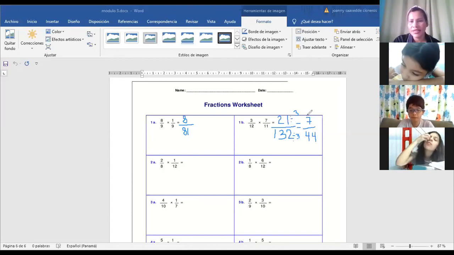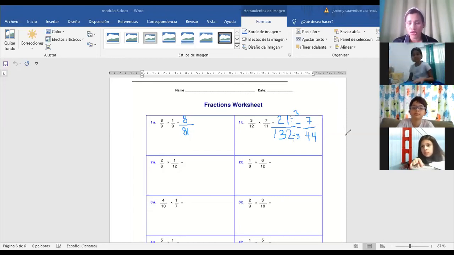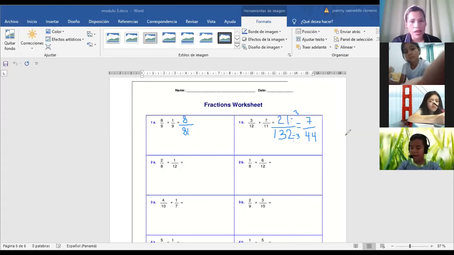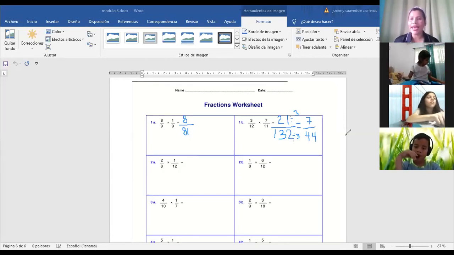And are 7 and 44 in another multiplication table, both of them in the same multiplication table for us to continue simplifying? What do you think? Yes or no? I think that no. No. Exactly, very good. They are not in any same multiplication table to continue simplifying. So we stop there. And the answer is 7 over 44.